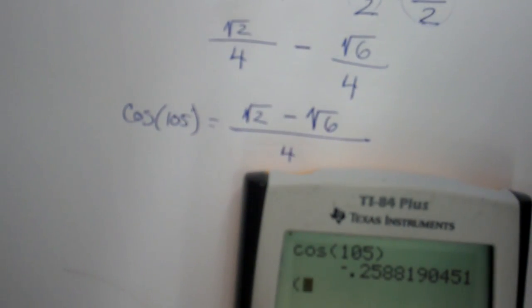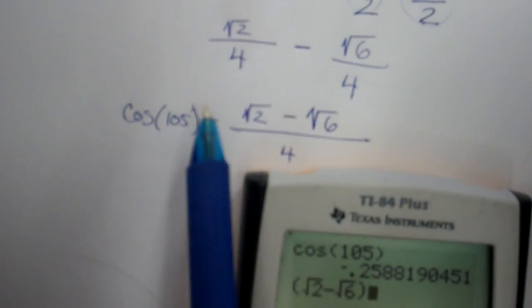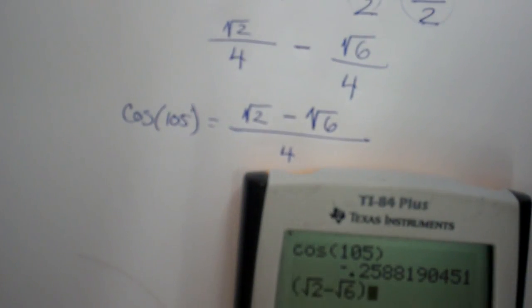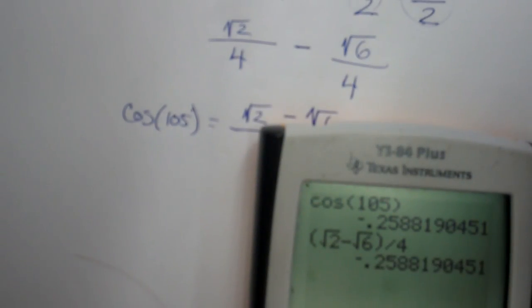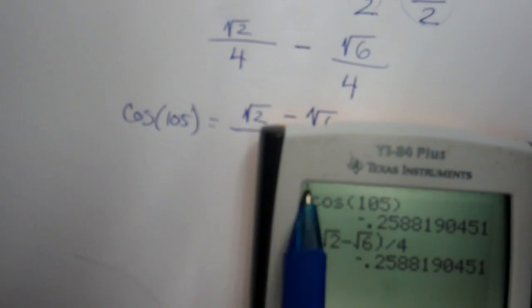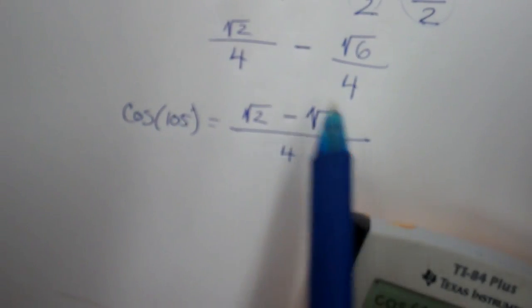I'm going to put in parentheses, radical 2 minus radical 6. And then I'm closing the parentheses around the entire numerator to make sure that the order of operations is done correctly, and we'll divide that whole numerator by 4, and that ends up giving us the same thing that we would have expected from the cosine of 105, and so this is a good check, and we have done this correctly.